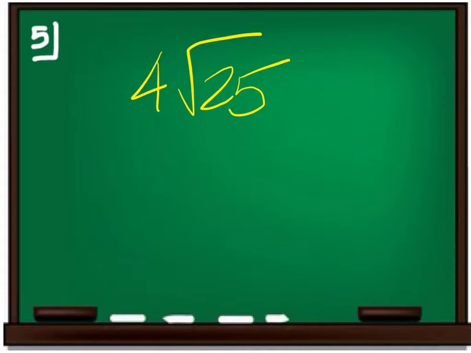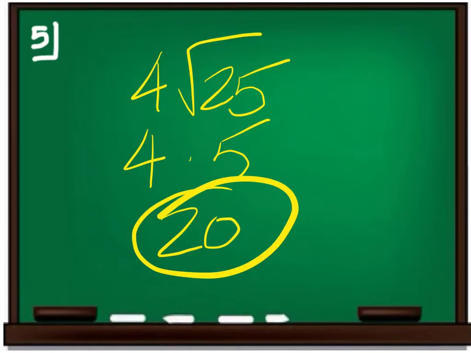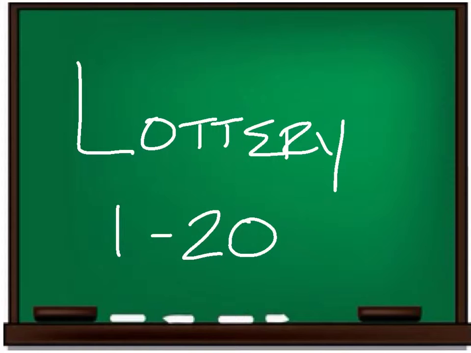25 is a perfect square, so the square root of 25 is 5. That's just 4 times 5, which is 20. Pick a number from 1 to 20.